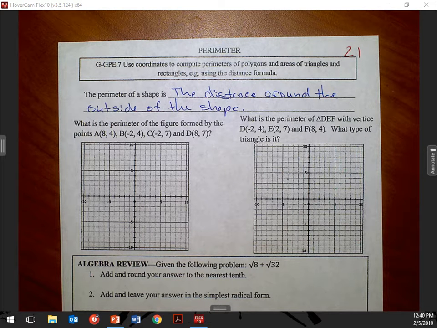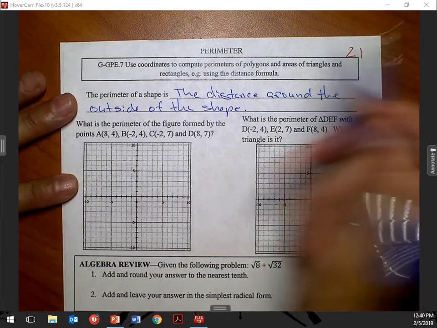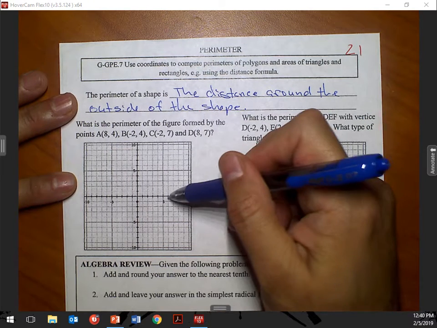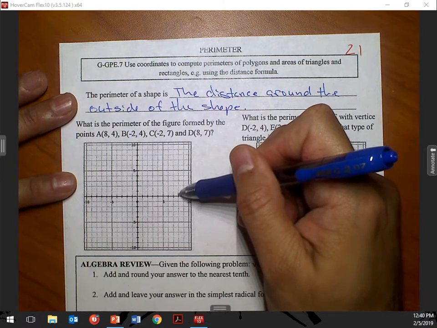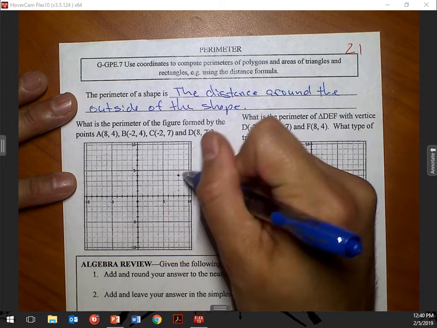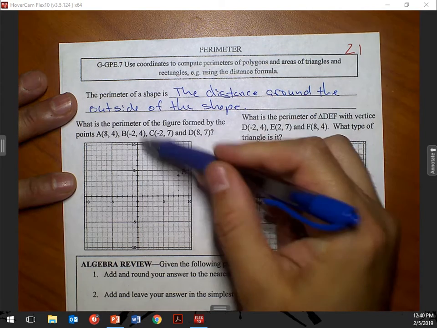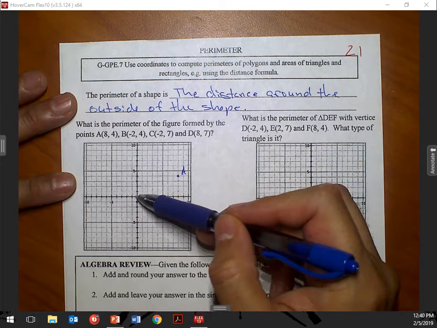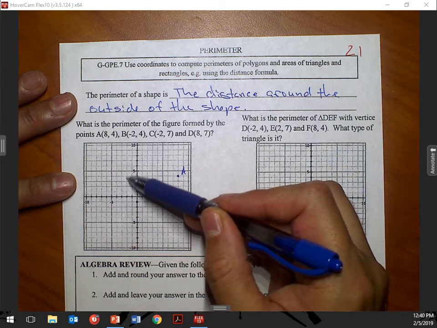So for this right here, let's take a look at this. What's the perimeter of the figure formed by the points? Okay, so let's go through and put those on my graph. So 8, 4, let's see, 5, 6, 7, 8, 1, 2, 3, 4. We can call that one A. B is going to be negative 2, 4.